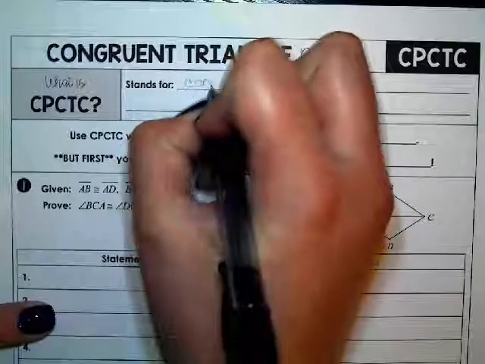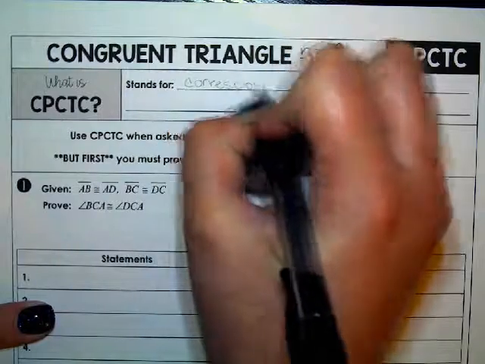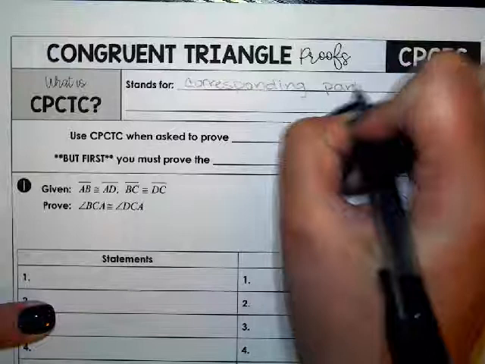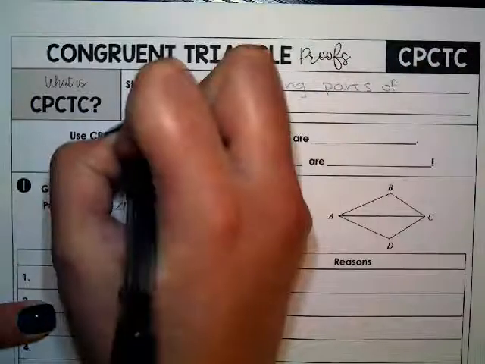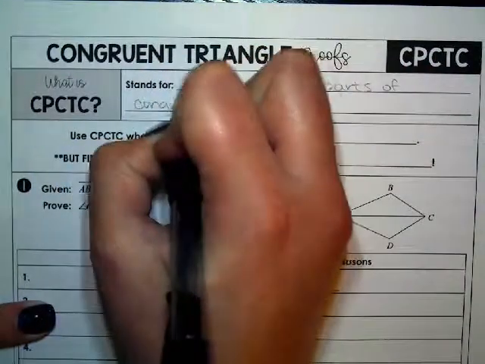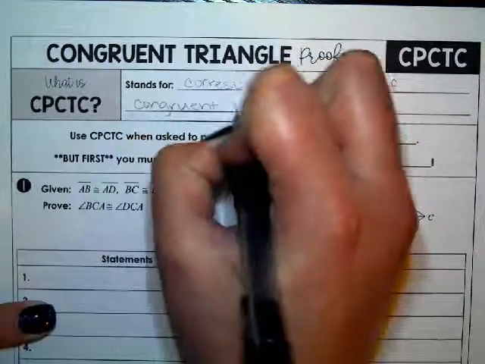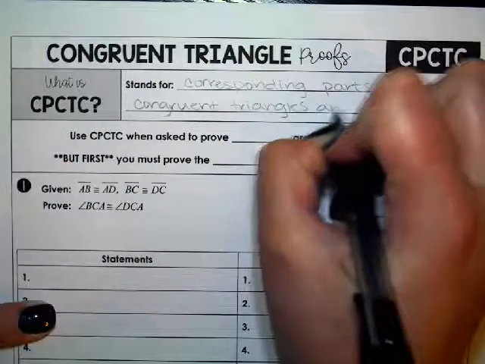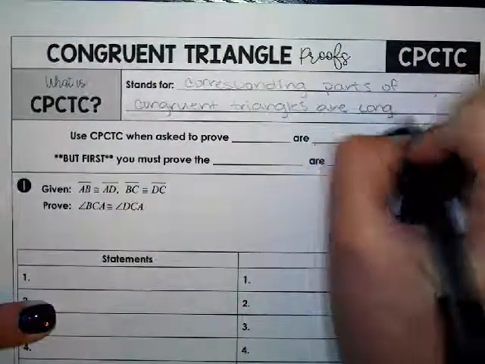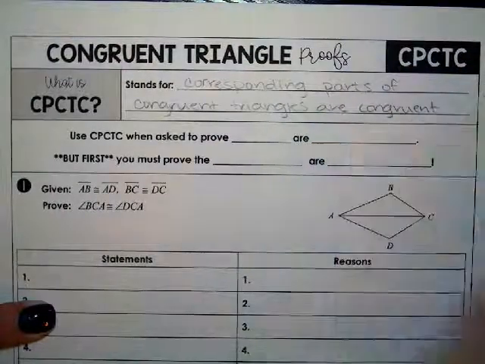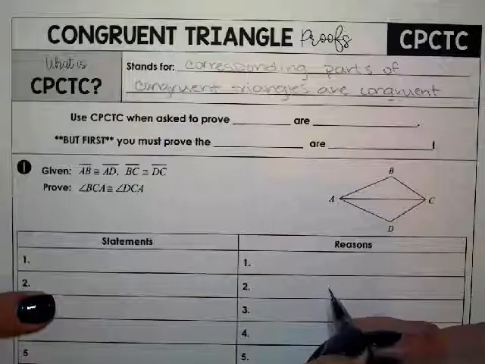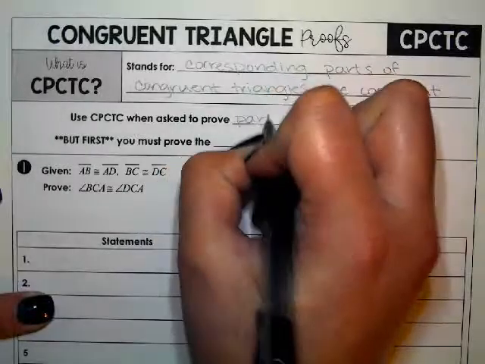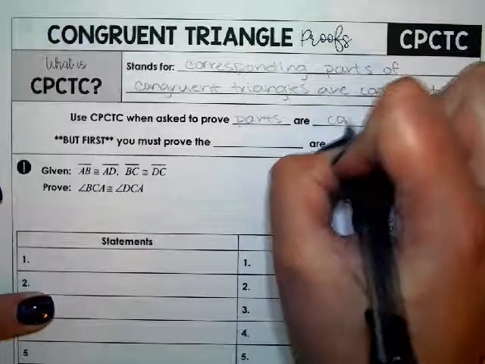Corresponding parts of congruent triangles are congruent. You use CPCTC when you are asked to prove that parts are congruent.